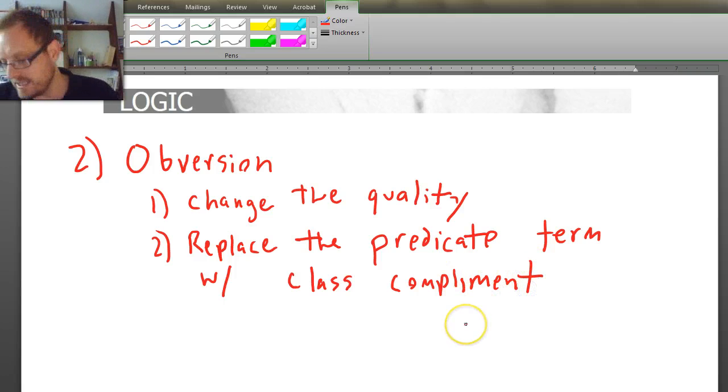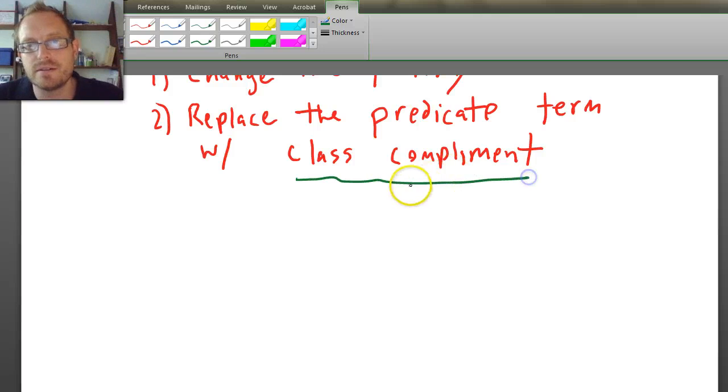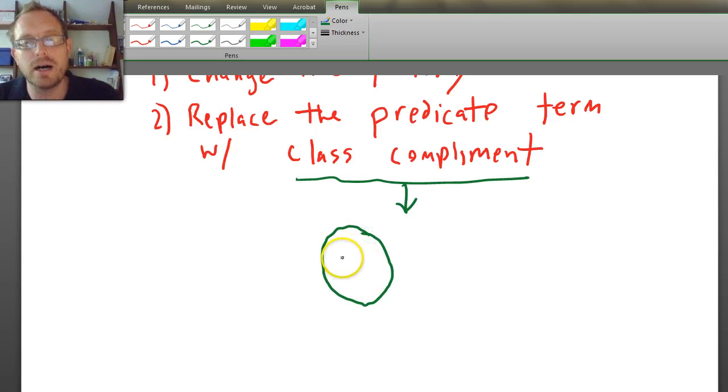Okay, well, what exactly is a class complement? Let's remind ourselves what a class is, and we'll use a Venn diagram to symbolize it. Let's say we're talking about Republicans. Every Republican would exist within this circle. So what is the class complement?